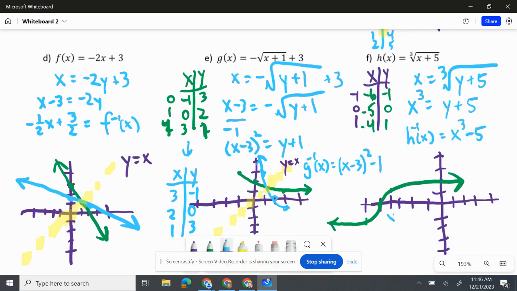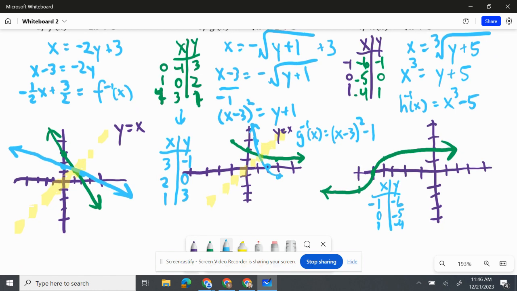So I'm going to switch around the table. So I have -1, 0, 1 for my x's, and I have -6, -5, and -4 from the previous table. Add a few more tick marks. And what I get is (-1, -6), (0, -5), and (1, -4). Once again, I see that it's symmetric along the line y equals x.